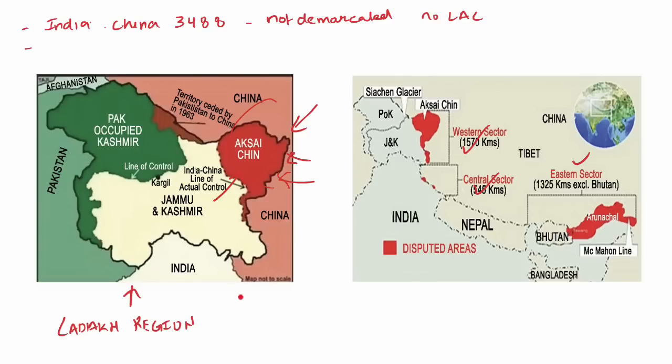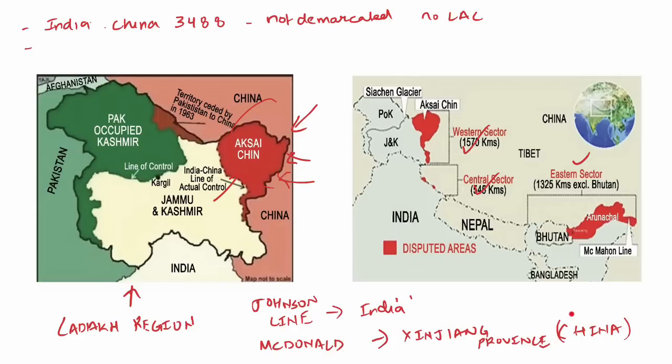Further, the British drew lines here. The first line is the Johnson line. Now, if India goes by the Johnson line, Aksai Chin is to be considered part of India, that is, of Kashmir. And the other line is the McDonald line, which China claims, and this will put Aksai Chin under the Xinjiang province. As a result of the disagreement between India claiming the Johnson line and China claiming the McDonald line, there is no resolution of this problem.